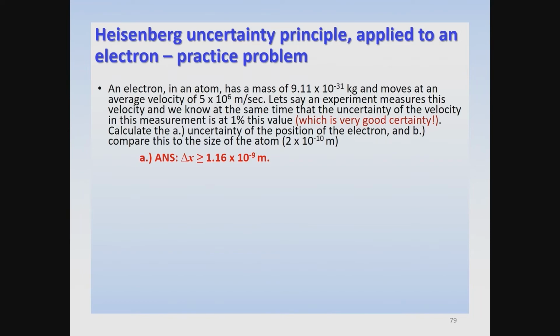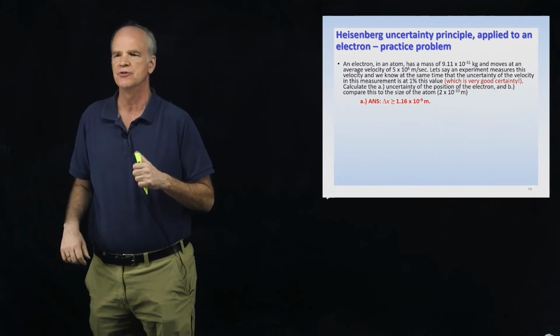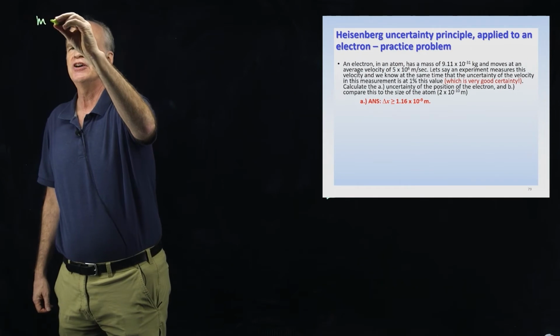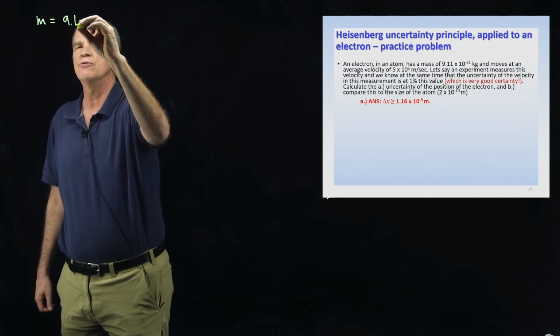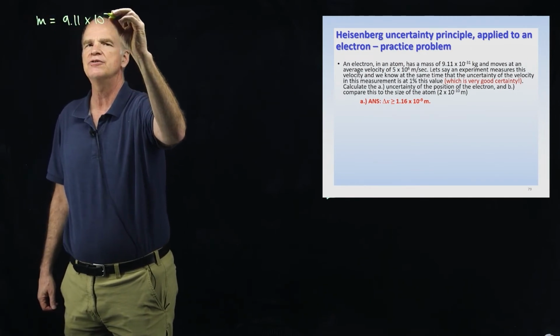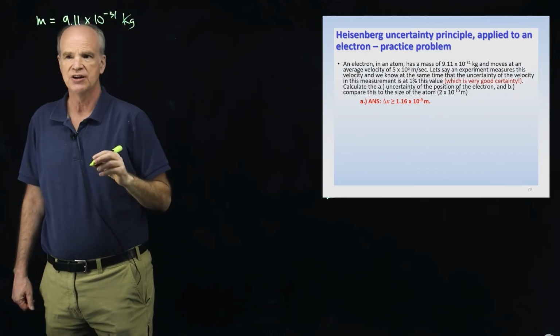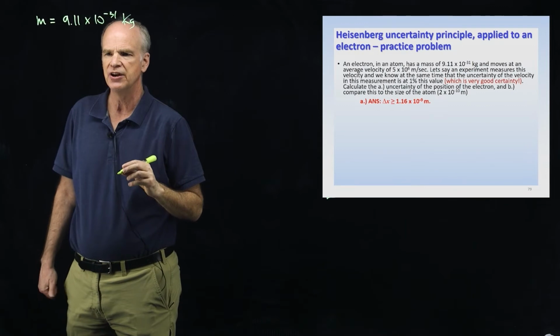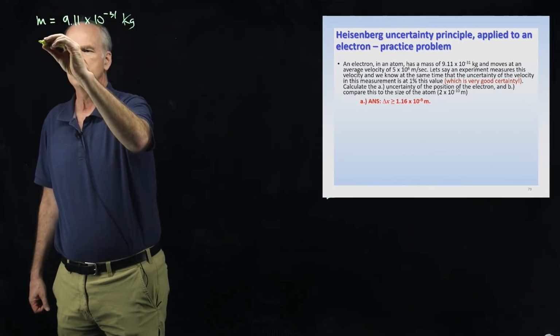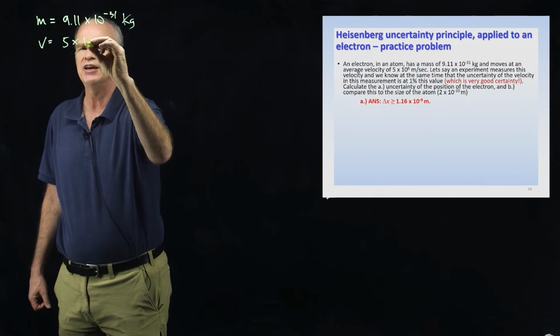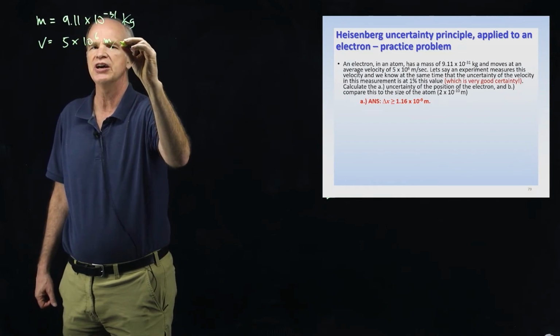Okay, so I want to go ahead and try this problem out. So let's get some facts onto the board here. So we have a mass of an electron, which is m, and it's going to be 9.11 times 10 to the negative 31 kilograms. So that will be the mass of an electron. So I think we're also given, it looks like, a velocity of the electron. So velocity is, I guess, 5 times 10 to the 6 meters per second.